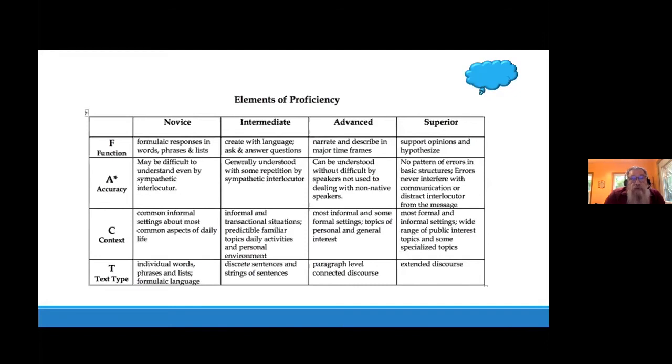This chart summarizes the four different major levels fairly concisely and summarizes what we've talked about so far. Now, Joanne will give us some examples.